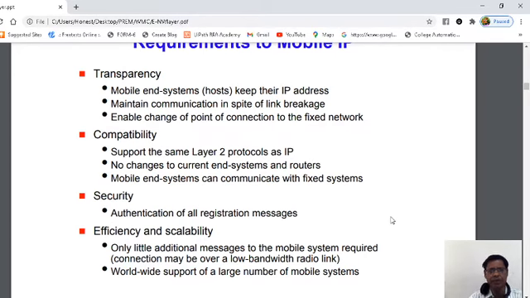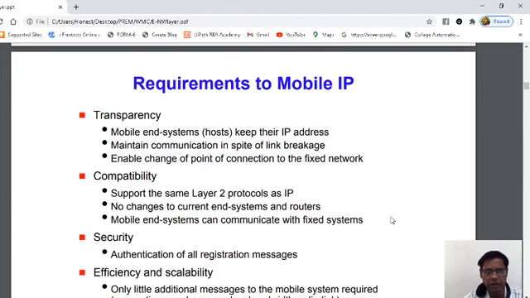What is transparency? Transparency in terms of mobile end users means that hosts keep their IP addresses. Every mobile user has their own IP address, and they maintain communication in spite of link breakage, and enable change of point of connection to the fixed network.